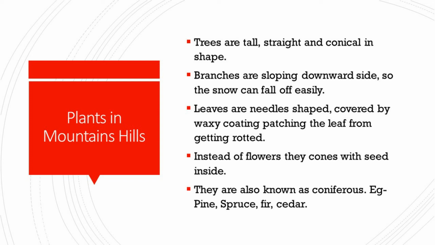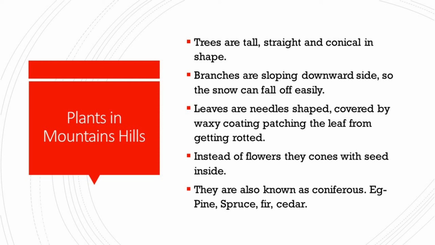Now, how we will write in points? Plants in mountains, hills. First, trees are tall, straight and conical in shape. You can imagine the Christmas tree. They are tall, straight and conical in shape. Branches are sloping downward. They are not going upward. They are sloping downward. Why? So that snow can fall off easily.